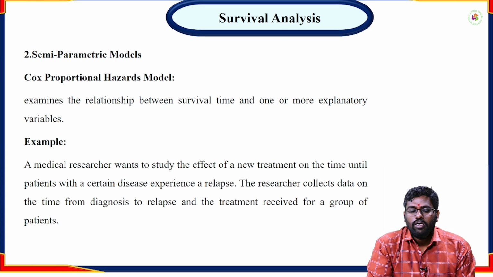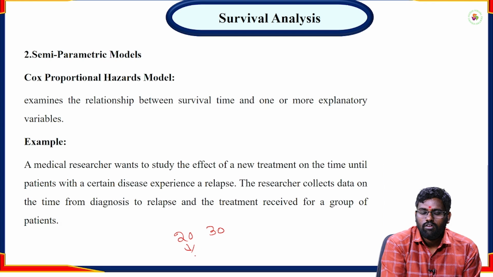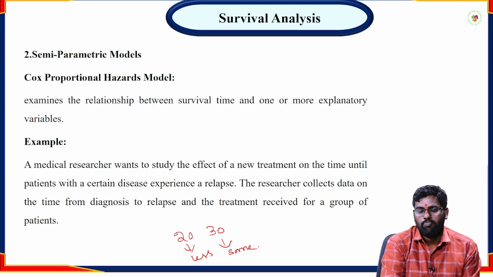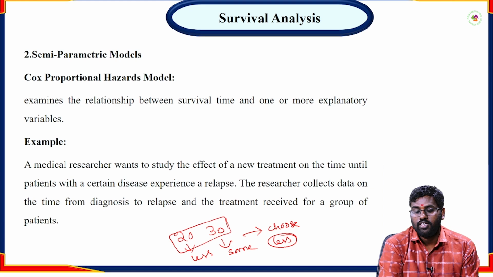It is used to find the relationship between survival time and explanatory variables. Survival time means, for example, if you are analyzing particular data, at 20 years of age we get fewer chances of heart disease, and at 30 years of age we get more chances of heart disease. We are taking an example. Based on these two analyses, we have to choose the one with fewer chances of heart disease. So that is the survival time.